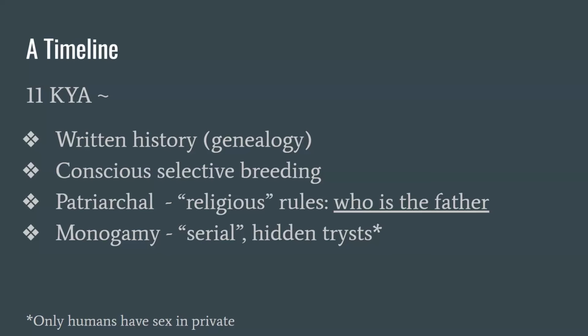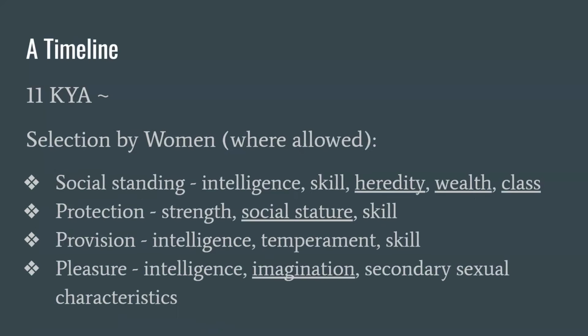But hidden trysts obviously are taking place too. Otherwise, why would one of the 10 commandments be, don't covet your neighbor's wife? So hidden trysts are probably taking place. So again, who is the father becomes really, really important.